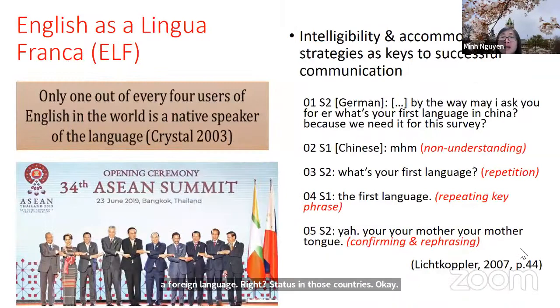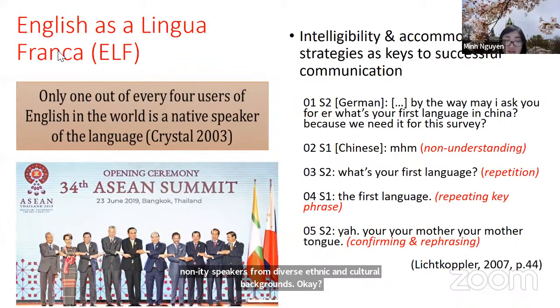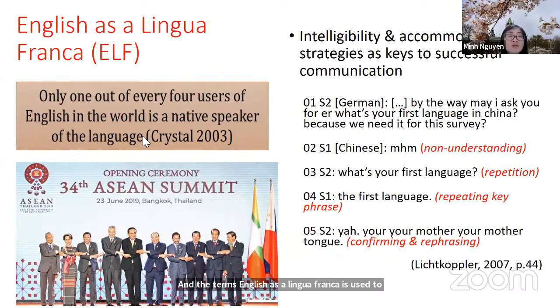Right. And in recent years, another kind of English medium communication has become increasingly common, and that is intercultural communication among non-native speakers from diverse ethnic and cultural backgrounds. And the term English as a lingua franca is used to describe this kind of communication. So English as a lingua franca communication means communication among L2 speakers of English. So, for example, during the ASEAN summit, the leaders of different Asian countries, who speak English as a second language, meet together and communicate using English. So this context is referred to as English as a lingua franca communication.